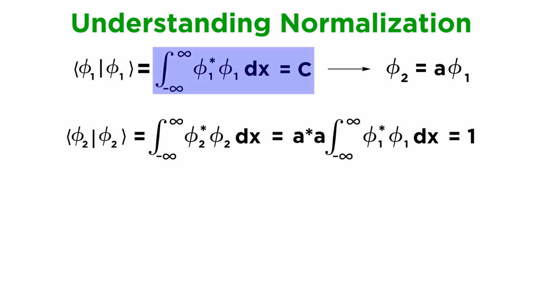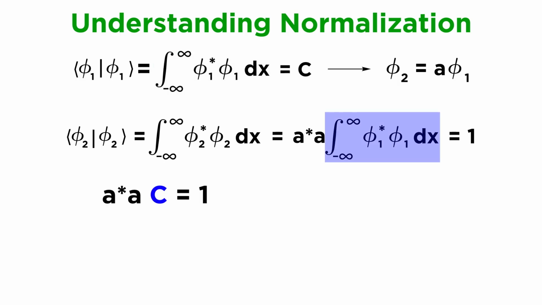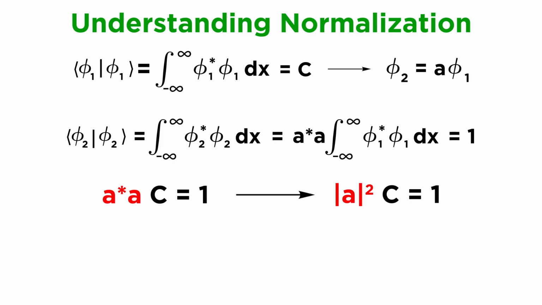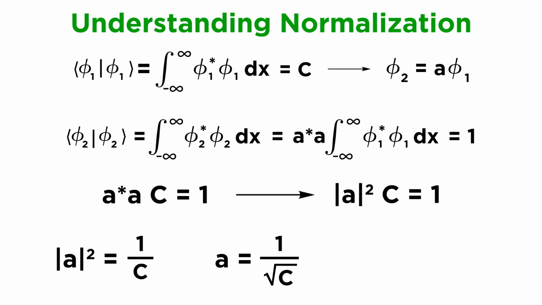So recall that the expression for phi1 gave us a value of c. Let's therefore replace this entire integral in the previous expression with c, since they are equivalent. That gives us a star times c equals 1. Recalling that a star times a equals the absolute value of a quantity squared, since these terms differ only in the sign of their imaginary terms, we can then divide both sides by c, take the square root, and a will be equal to 1 over root c, where c represents the inner product of phi1 with itself.